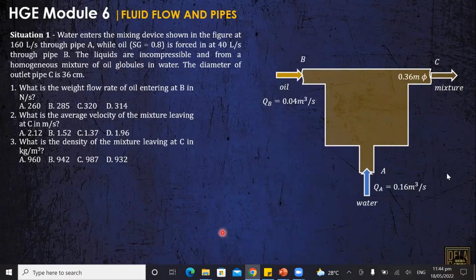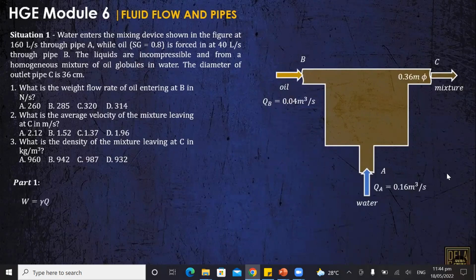Okay, so for number 1, that is direct substitution. By the way, yung mga given dito is naka-liters per second. So dito sa figure, kinonvert ko siya into cubic meters per second. Just divide that one by 1,000 para maging cubic meters per second. This is for A, 160 liters per second. For B is 40 liters per second.